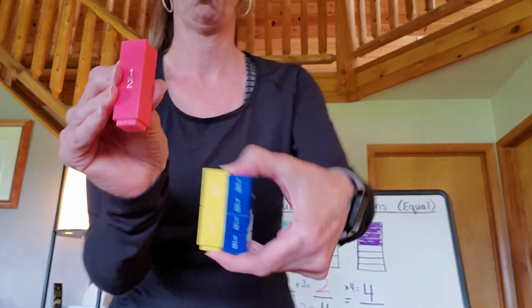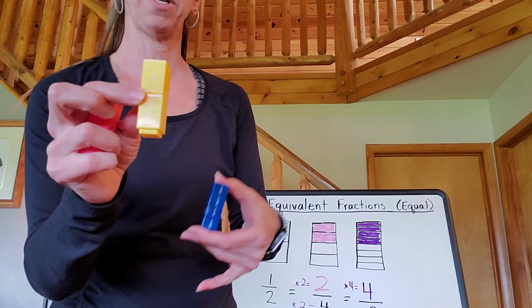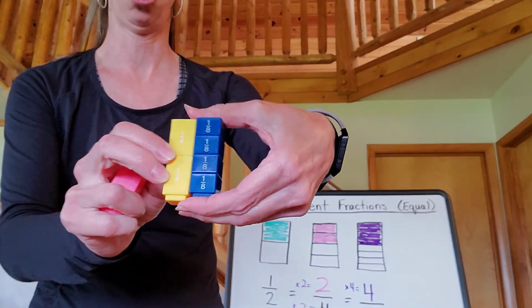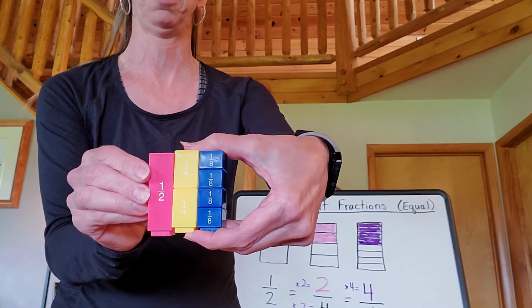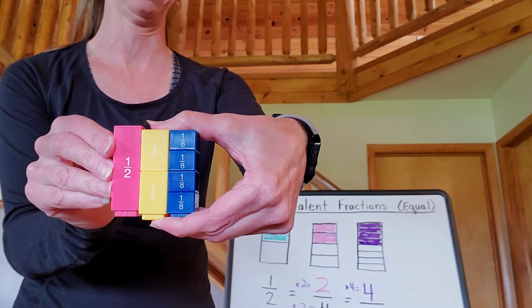So we have 1 out of 2 is colored. 2 out of 4 was colored. And 4 out of 8 would be colored. And all 3 of these fraction bars are the same. They're fraction blocks. They're all the same length and same size.